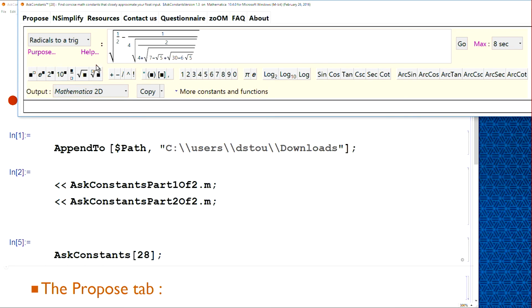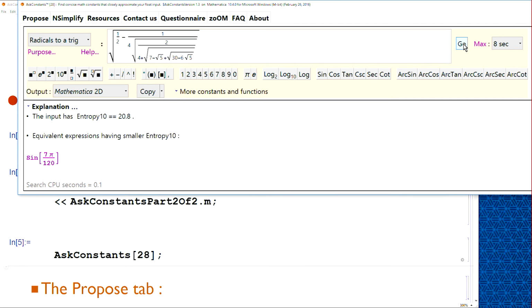Here's another interesting example. This horrible nested radical, I say go, it actually could be boiled down to a single sinusoid of a rational multiple of pi. I mean, everyone wants to go the other way. I think it's a kind of compulsion, you know, get rid of the sines and make radicals. But here it's pretty clear that the sine is certainly a more concise representation, entropy 5.5 versus 20.